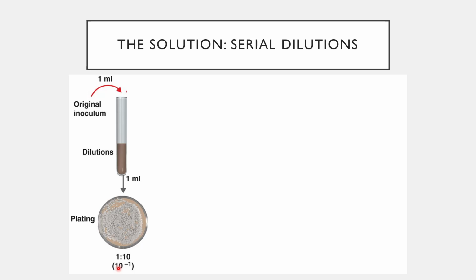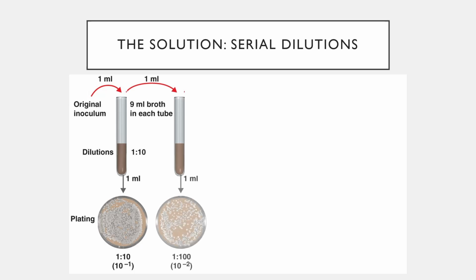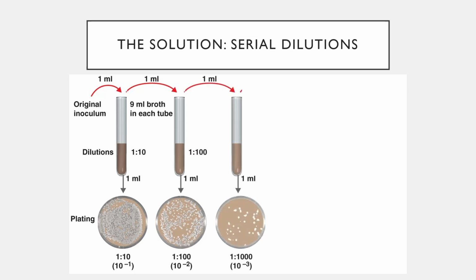However, typically a single dilution is not enough. Usually, multiple dilutions need to be performed in order to eventually achieve a plate that has a number of colonies that can be accurately counted. So every time you create a dilution by transferring 1 milliliter of broth and adding it to 9 milliliters of fresh, clean, sterile media, you are increasing the dilution factor by 1/10.